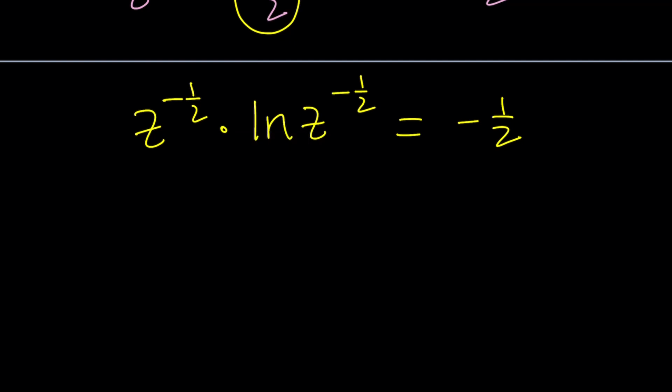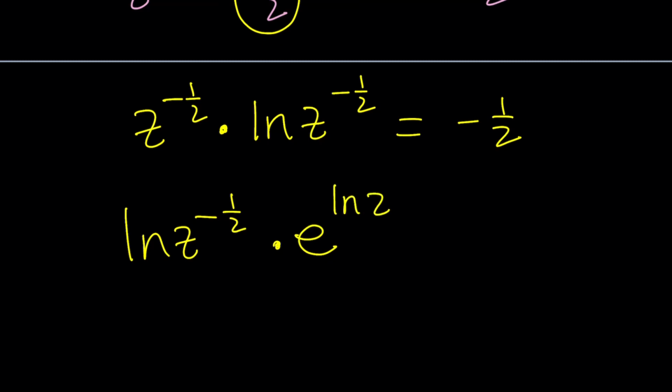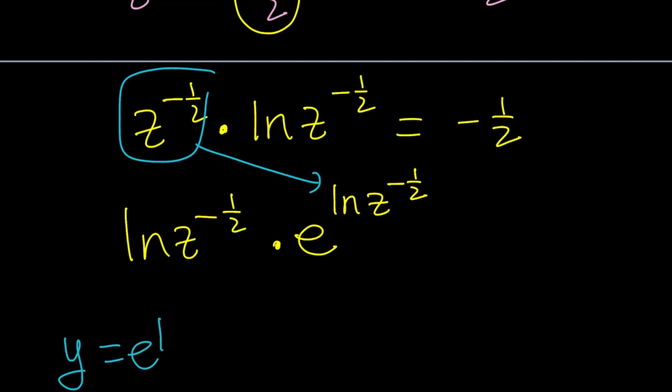But anyways, I want to do the following. Can I write the z to the power -1/2 as e to the power ln z to the power -1/2? That's kind of a convoluted way to write it, but think about it. Whenever you have something like y, it can be written as e to the power ln y. That's exactly what I did here. Think about this as y. Make sense? And this is equal to -1/2.